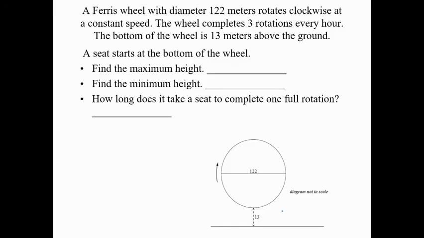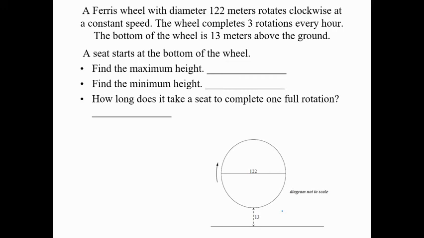All right, here was the second Ferris wheel that you were supposed to work with, and this was definitely a little different. The Ferris wheel with a diameter of 122 meters rotates clockwise at a constant speed. The wheel completes 3 rotations every hour. The bottom of the Ferris wheel is 13 meters above the ground. So that means that each rotation is going to be so much.